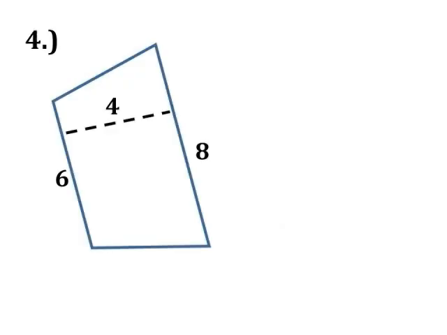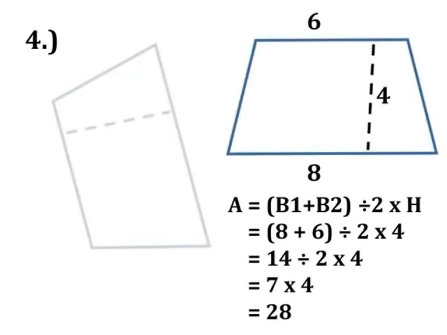Sa number 4, nakatumba yung trapezoid. So itatayo natin. Bases are 8 and 6. Pwede magkabaliktaran. Height is 4, yung vertical. So area equals base 1 plus base 2 divided by 2 times height. That is 8 plus 6 divided by 2 times 4. 8 plus 6 equals 14. 14 divided by 2 equals 7. 7 times 4 equals 28. So the area of this trapezoid is 28.